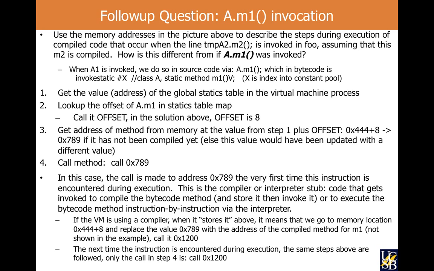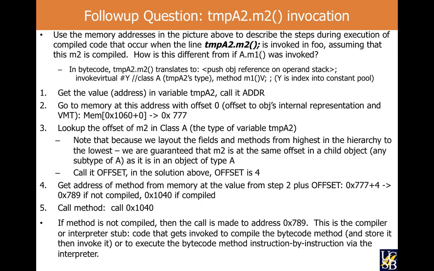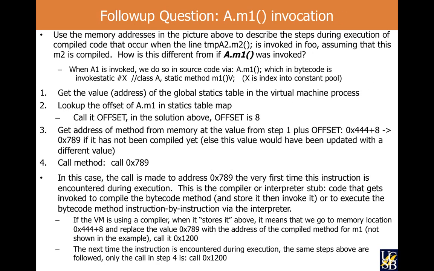Future invocations of M1 and future invocations of M2, either way, once they're compiled, will jump directly to the compiled method because the address has been overwritten at their offsets in the appropriate data structures.